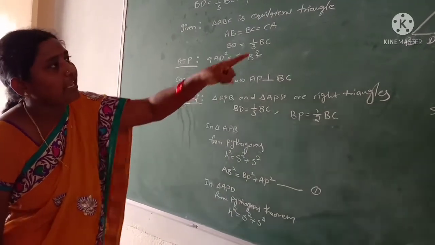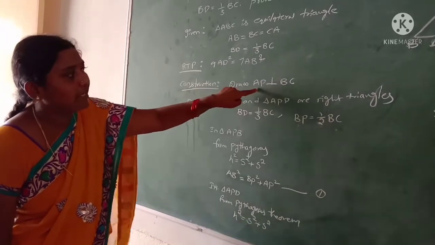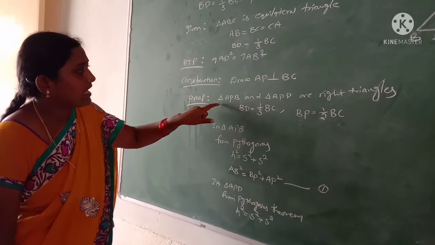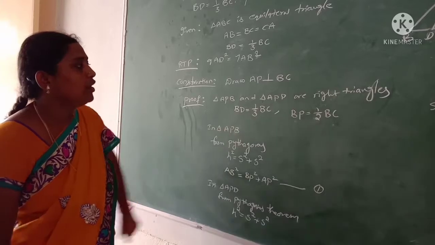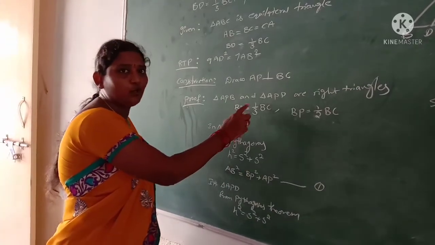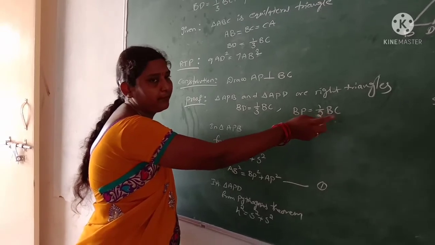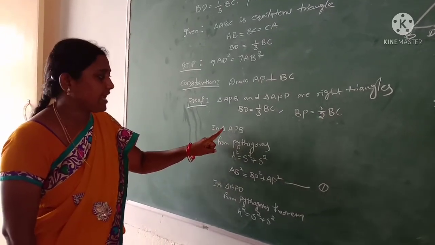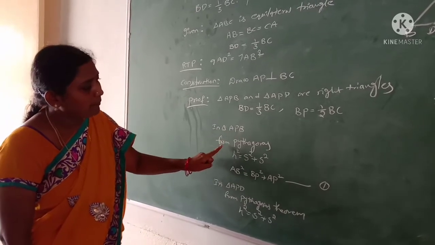Construction: draw AP perpendicular to BC. So go to proof. Triangle ABP and triangle ADP are right triangles. So we know the BD value is 1/3 of BC, BP equal to half BC. So in triangle ABC, we take the first triangle ABP. In triangle ABP, from Pythagoras theorem.